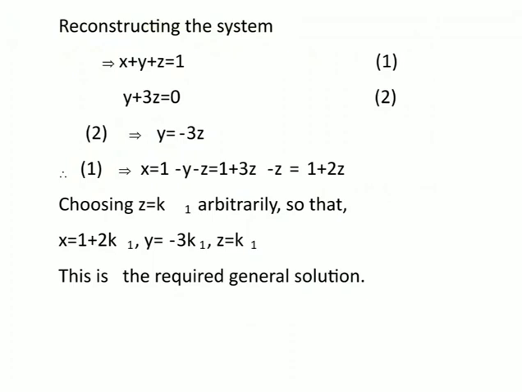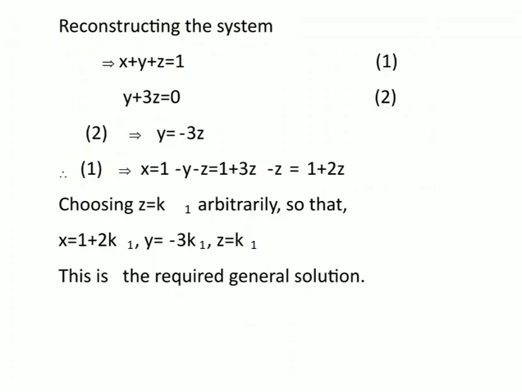Reconstructing the system from this, we have x plus y plus z equals 1, y plus 3z equals 0. Equation 2 implies y equals minus 3z, and equation 1 implies x equals 1 minus y minus z. Substituting y equals minus 3z, we get 1 plus 3z minus z, that is 1 plus 2z. So x equals 1 plus 2z.